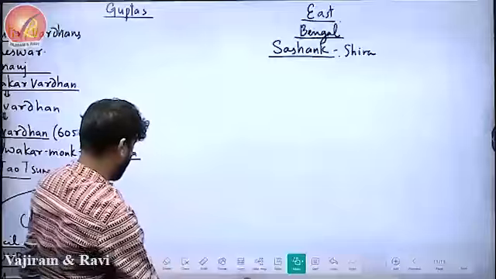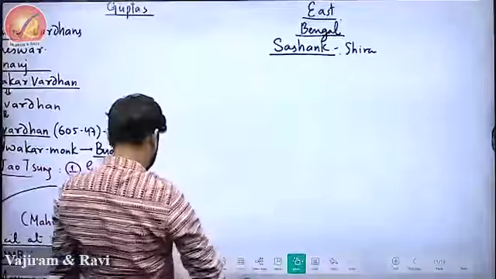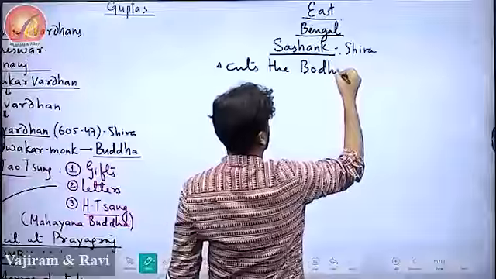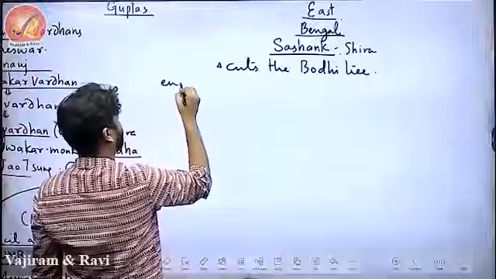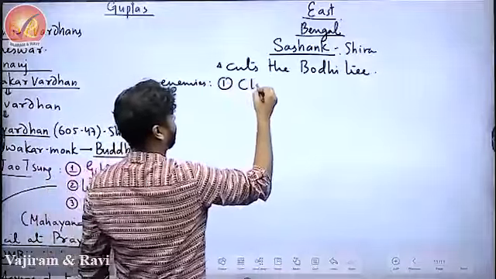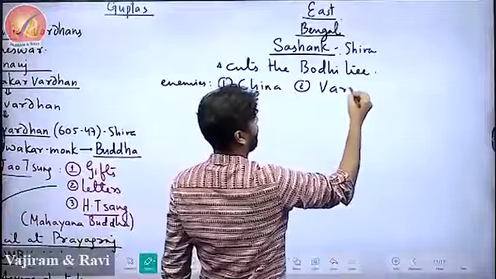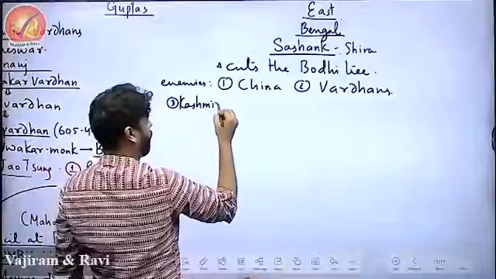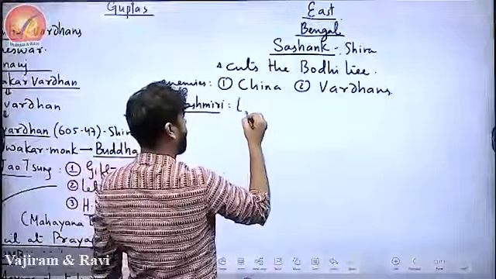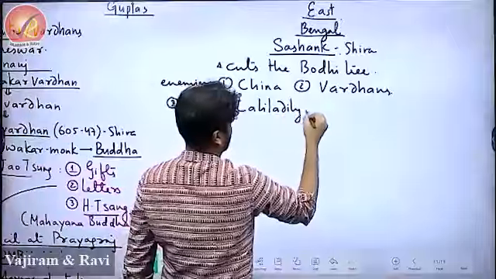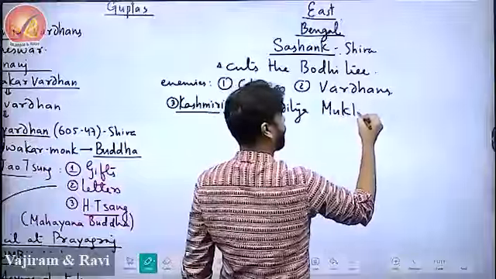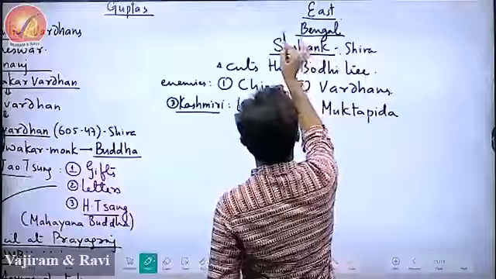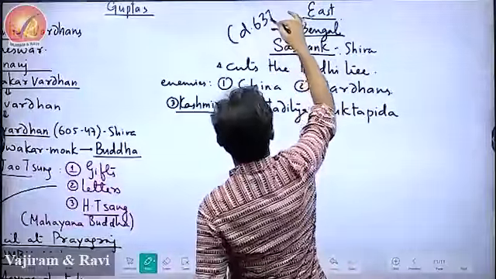Now Shashank is getting angry. He is poor. So in his anger, he cuts the Bodhi tree. Now he has 3 enemies. One is China, the other is the Vardhans, and the third are the people from Kashmir, Kashmiris. So Kashmiris sent their king to take revenge: Lalitaditya Muktapida. All these will come on a horse and then they will kill Shashank. They will behead Shashank. 637. Shashank is gone.